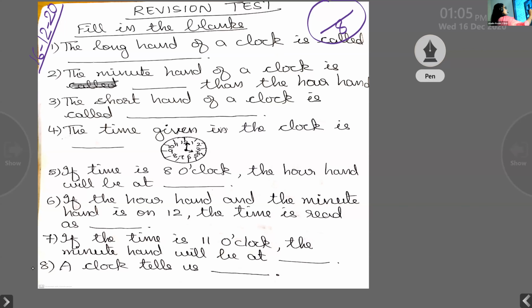Okay. Did you all open your rough book? Nia is sharpening the pencil. What about others? Yes. Most of you are ready with the book. Now, I'm going to start reading the questions. First question is, the long hand of a clock is called dash.